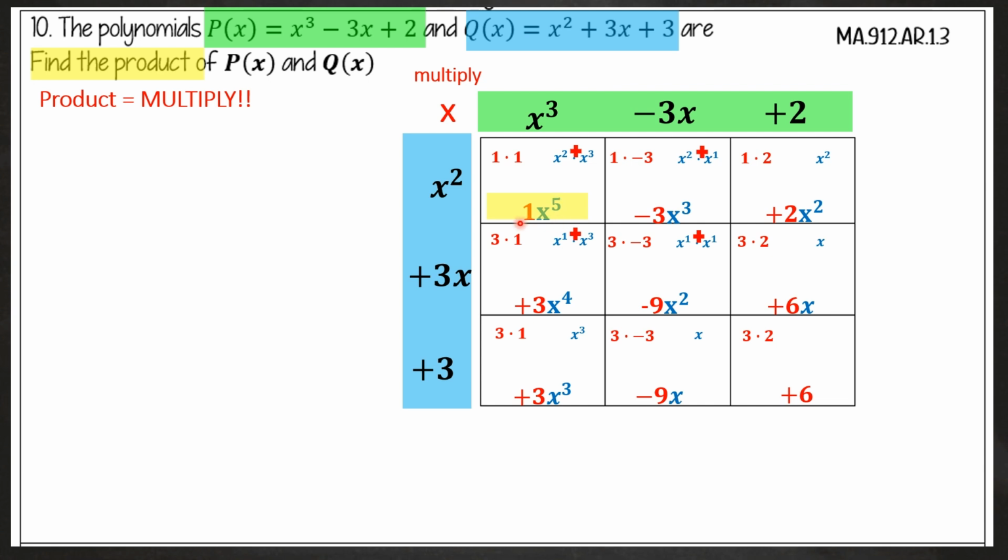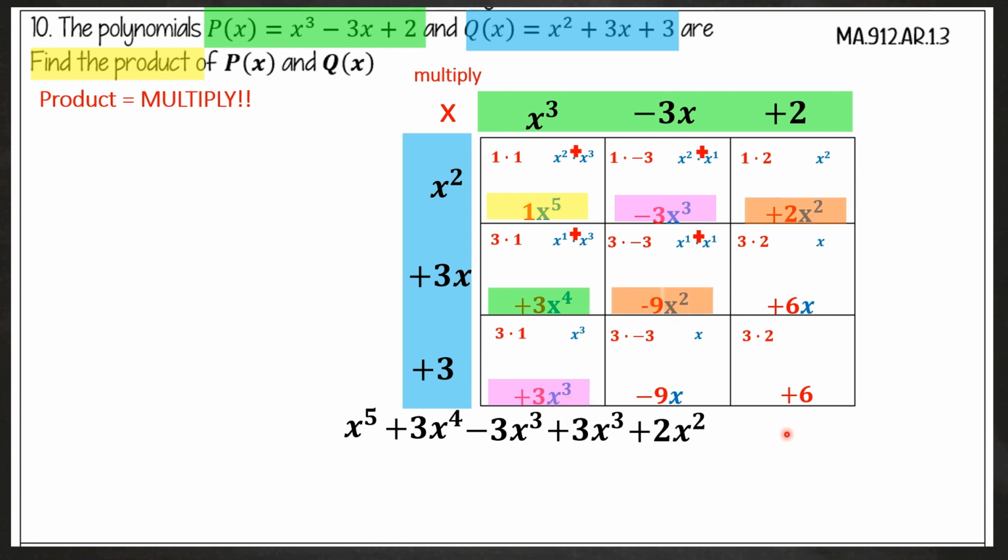Now I have to look to see if I have any like terms in my table or in my area model. I do not have another x to the power of 5, so I'm going to write that. I have 3x to the power of 4 minus 3x to the power of 3 plus 3x to the power of 3 plus 2x to the power of 2 minus 9x to the power of 2. Then I have plus 6x minus 9x plus 6.